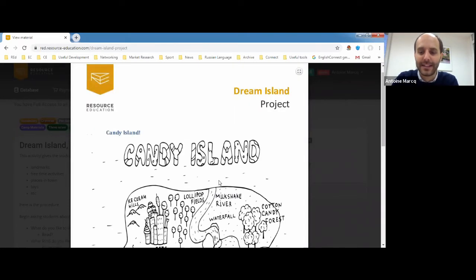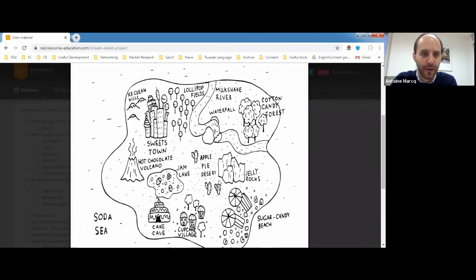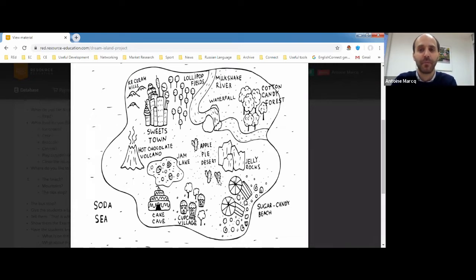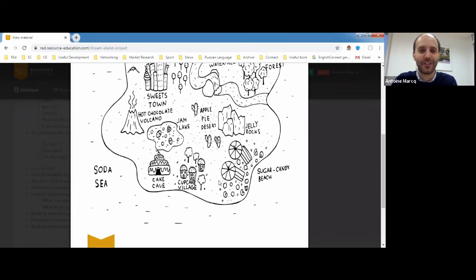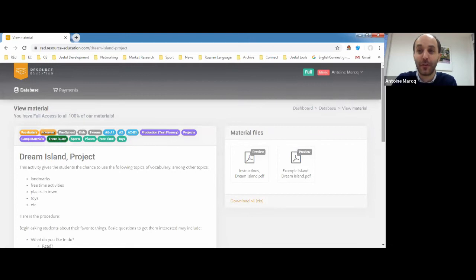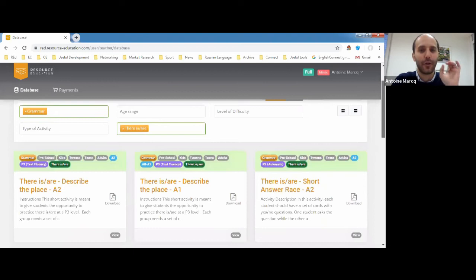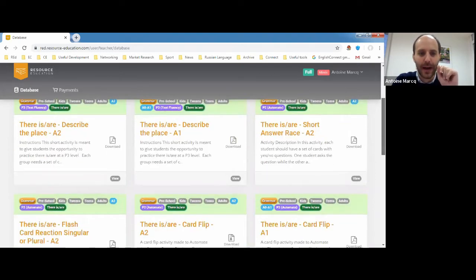Here's our example of a dream island. It's Candy Island. You see, there are ice cream hills. There's a sweet town. There are lollipop fields. There's a milkshake river. I love spending my Sundays at the milkshake river. There's a milkshake waterfall that goes with it and everything, et cetera. Students design their dream island and then they present it to each other. So that's also a project for there is, there are. But as I said, those are not new activities. They've been there for a while.